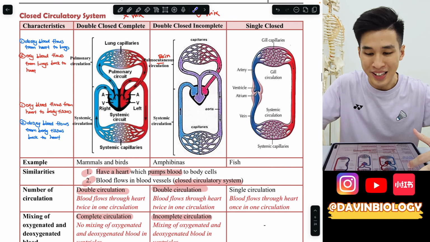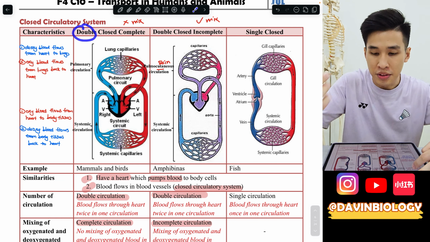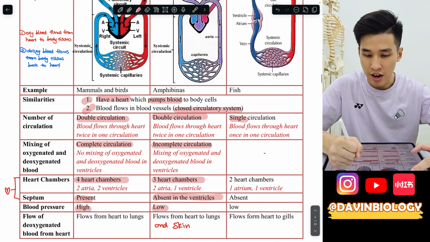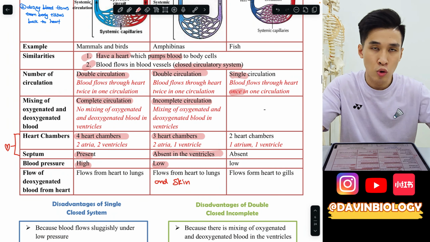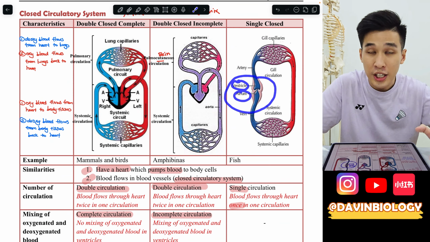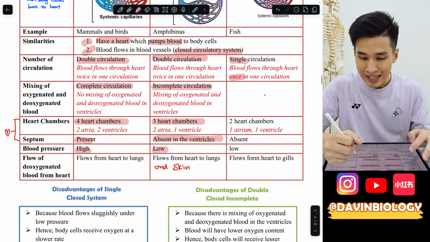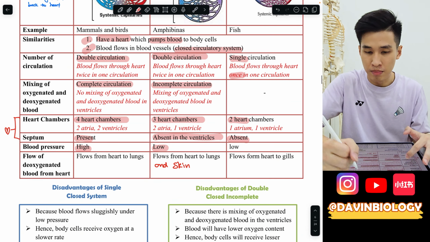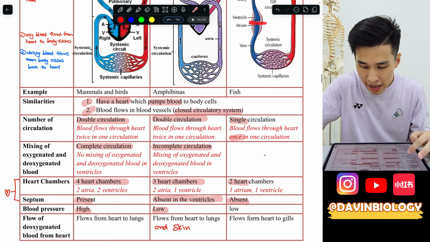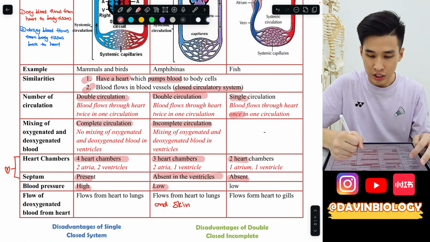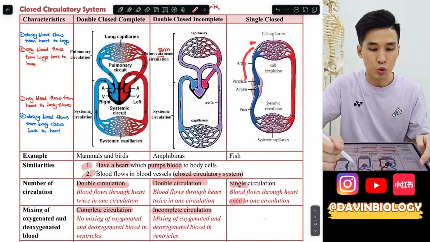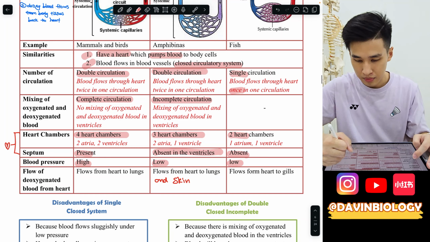So let's say if I'm comparing human and fish, the main difference from the name you can get is just double, single only. So human double, fish single, blood flows through the heart once. No mixing, cannot say already lah. And then like I said, go to the heart. So their heart only got 2 chambers, 1 atrium, 1 ventricle. Their heart also obviously has no septum. If you put a septum here, then you block the blood flow in the heart already. And then blood pressure is definitely low because your heart only pumps once, and then deoxy blood from the heart goes to gills, not lungs anymore.